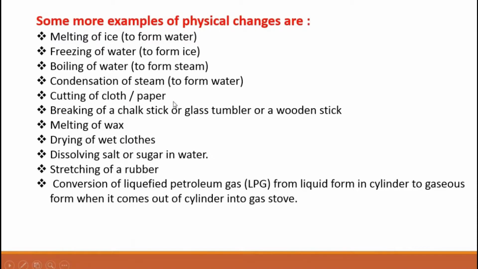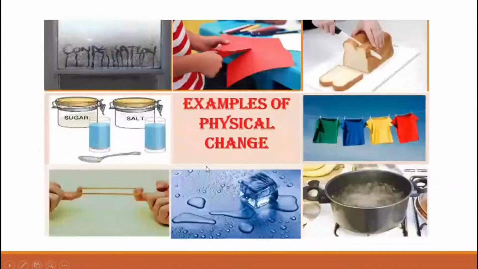Cutting of a cloth, only shape or a size of a cloth or a paper will change. Breaking of a chalk stick or a glass tumbler, only the size will change. Melting of the wax means only the state will change. So here no new substance is formed. It can be reversed back. हम कोई नया चीज़ नहीं बन रहा है. So these are the examples of physical change. You can see many pictures I have given here include physical change.